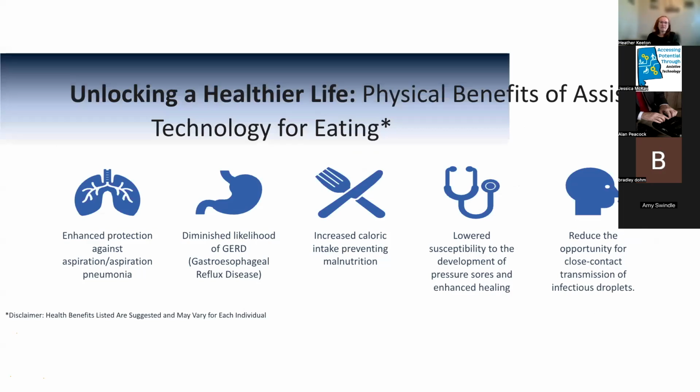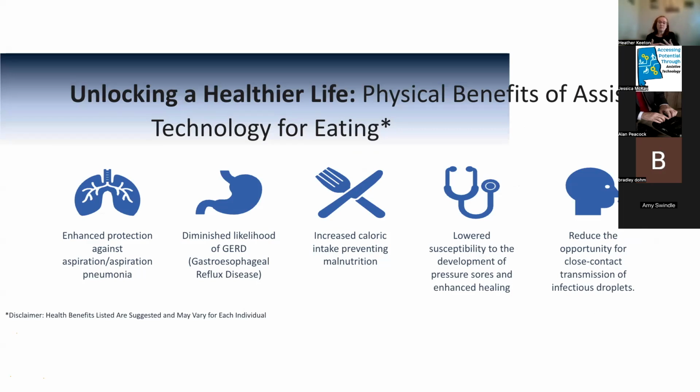So what are some of the physical benefits that individuals see by eating with assistive technology versus being fed by a caregiver? So there's enhanced protection against aspiration. This comes from being able to protect your airway, knowing when the bite is going to be there, so that way you're able to protect your airway before taking that bite.